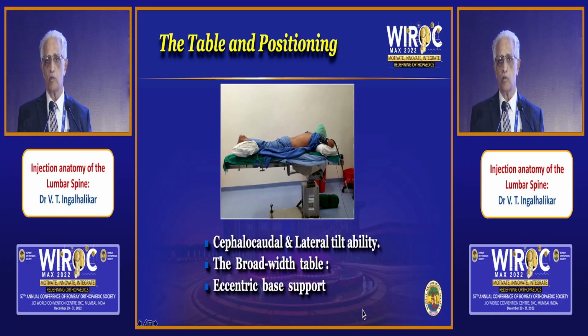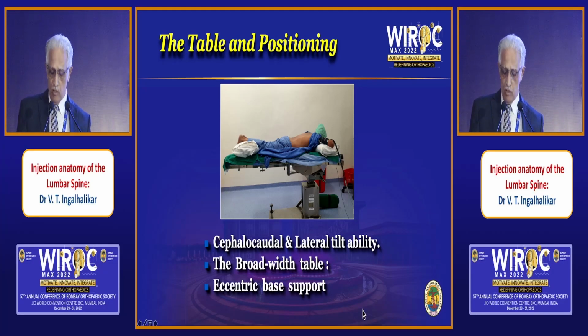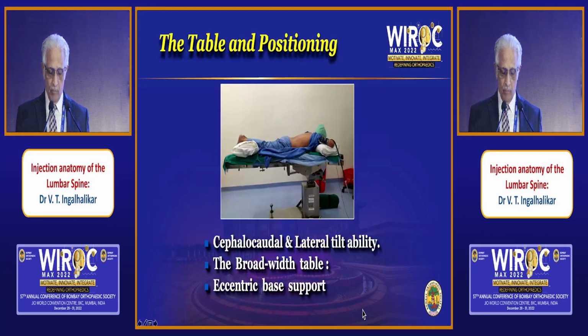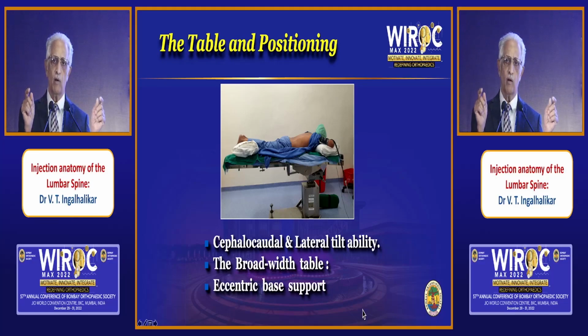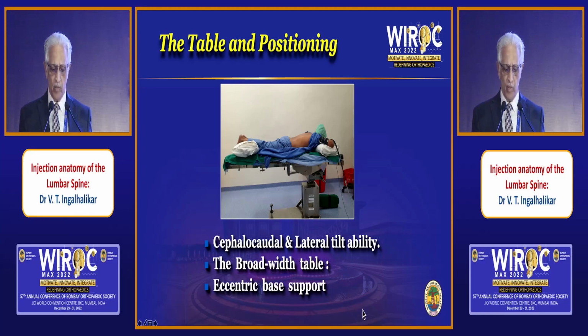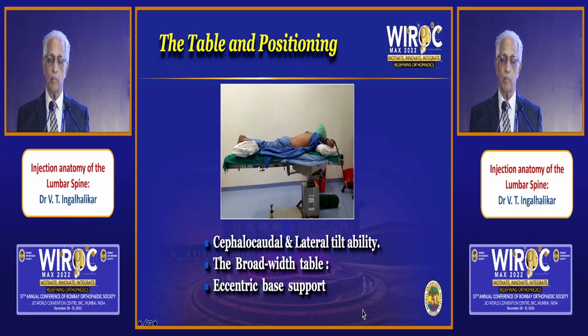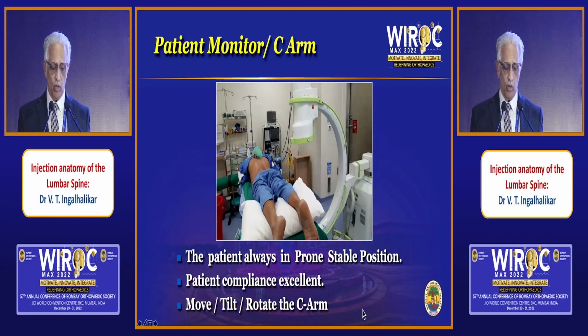Table-wise, because we go from dorsal lumbar junction to lumbar area, etc., we need the central post of the table terribly eccentric. Only then you will have no obstruction of tilting your C-arm any which way you like. The table must be broader than the normal operation table. Normal tables are about 21 inches. It should be broader because the metallic frame of that table can obstruct your vision, especially in oblique views, etc. And the patient should be more comfortable in a broader one.